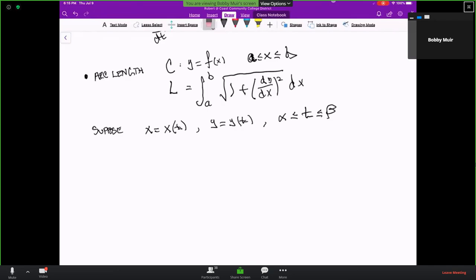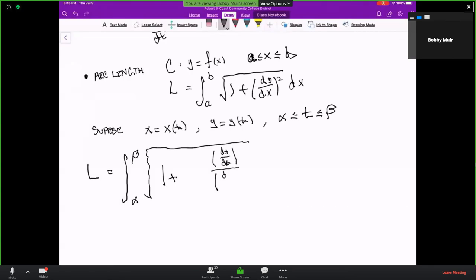So if I stick all my parameters in, the length is now going to be the integral from alpha to beta. And now it's this square root, 1 plus dy/dt over dx/dt, quantity squared. Then the dx is dx/dt dt.